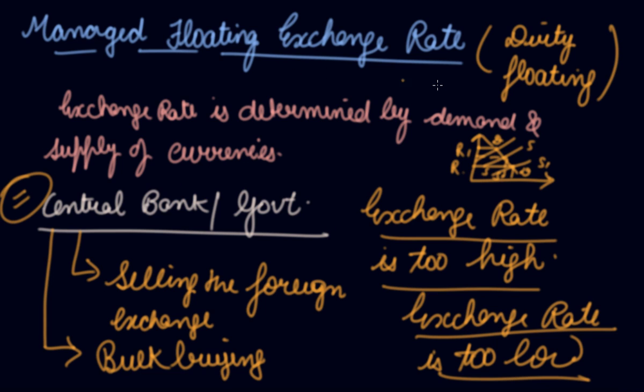So this is the dirty floating because the central bank is becoming a middleman. It is not the exact demand and supply. The rate is decided because the central bank changes the demand and supply according to the exchange rate they want. So this is what the dirty floating or the managed floating exchange rate is.